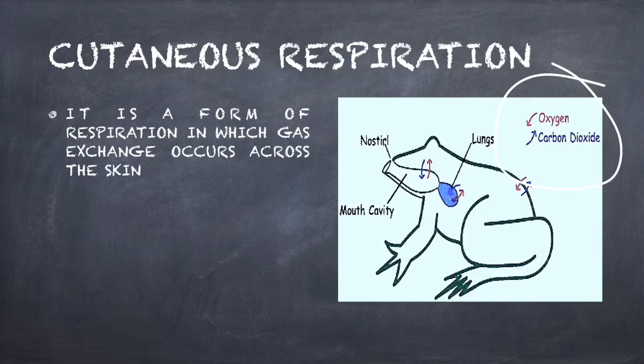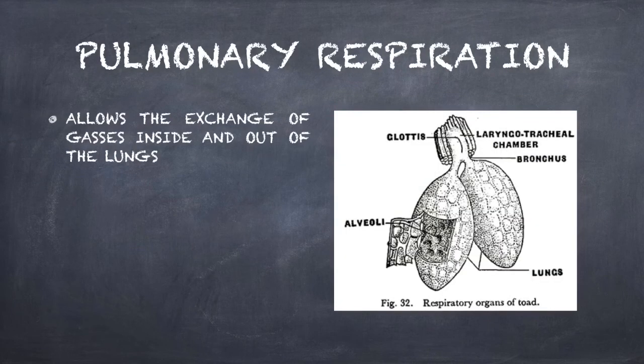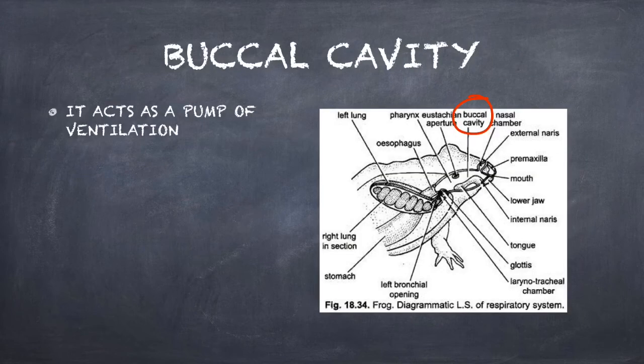So what is cutaneous respiration? It is a form of respiration in which gas exchange occurs across the skin, as you can see in the diagram. Pulmonary respiration. It allows the exchange of gases inside and out of the lungs. So what is buccal cavity? Buccal cavity acts as a pump of ventilation.